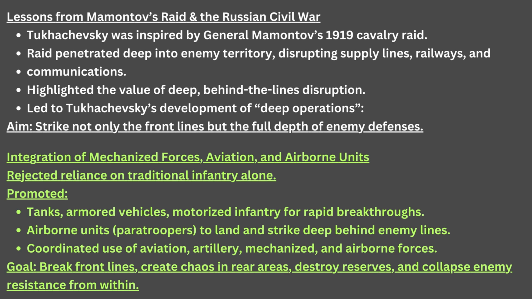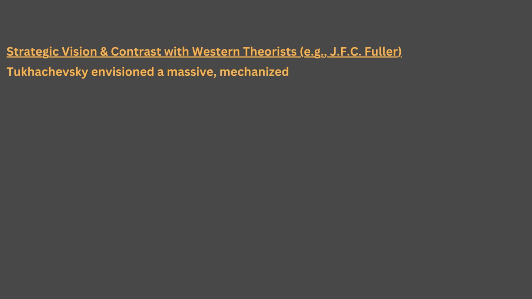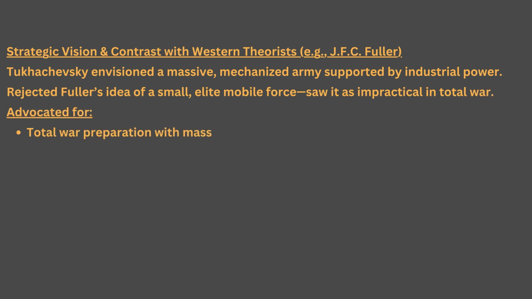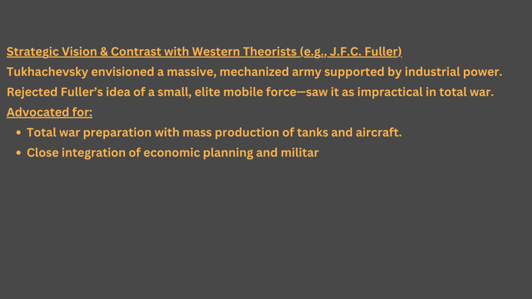Part 3. Strategic Vision and Contrast with Western Theorists. Example: J.F.C. Fuller. Tukhachevsky's vision was for a massive, mechanized army backed by industrial power. He rejected the ideas of Western theorists like J.F.C. Fuller. Fuller promoted a small, elite mobile force focused on precision and mobility. But Tukhachevsky saw this as impractical for total war. He believed mass production of tanks and aircraft was necessary.